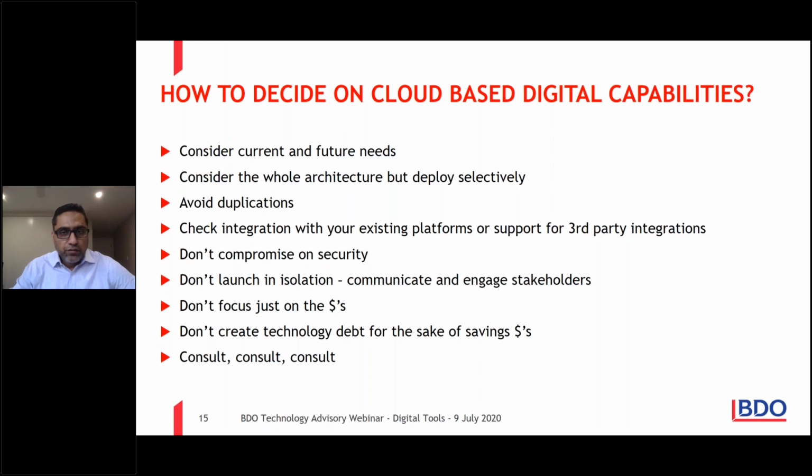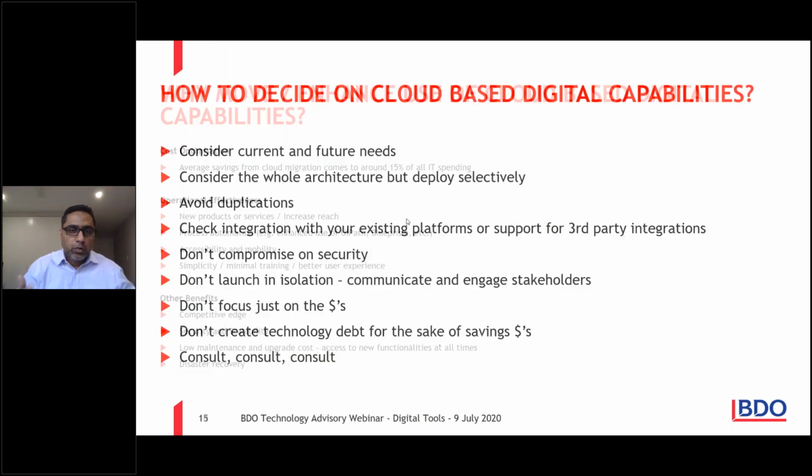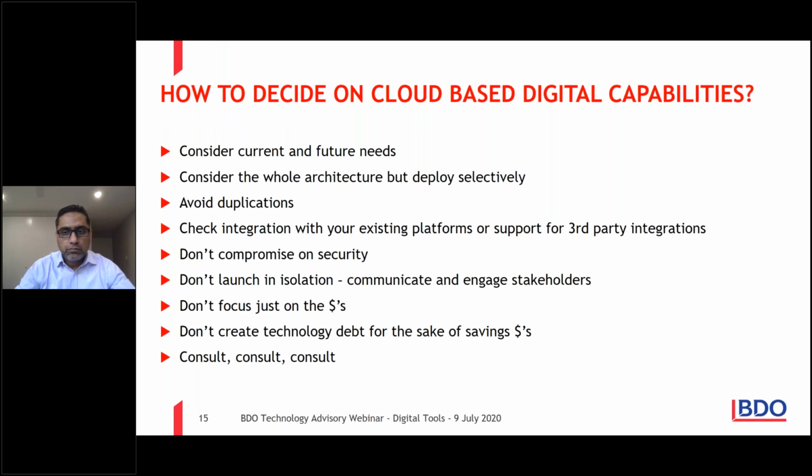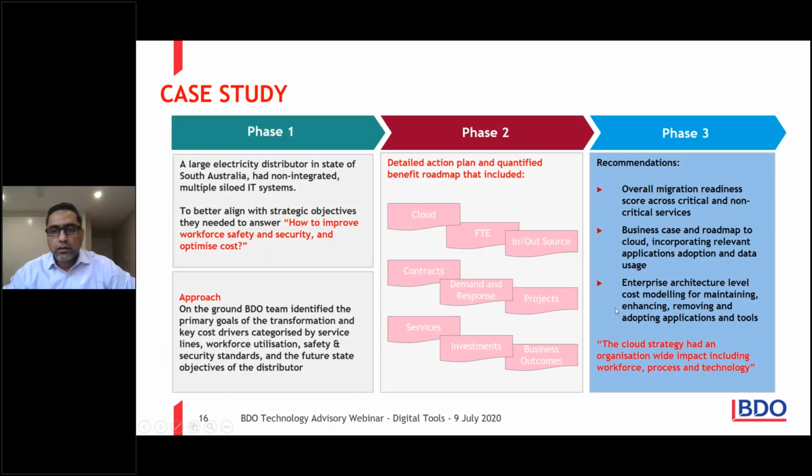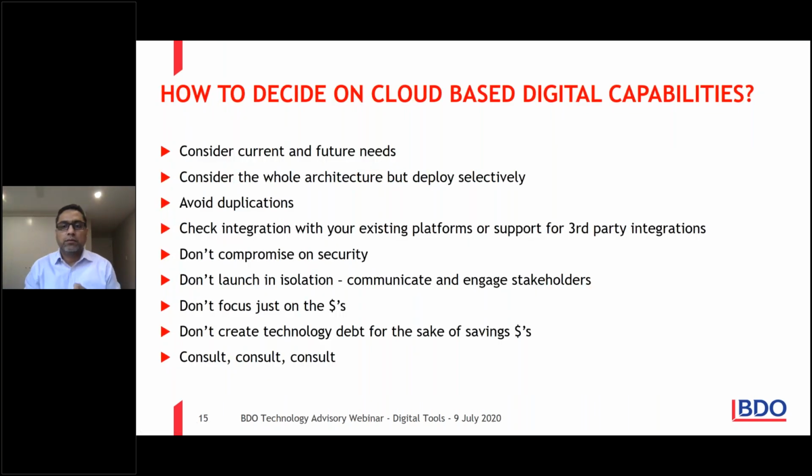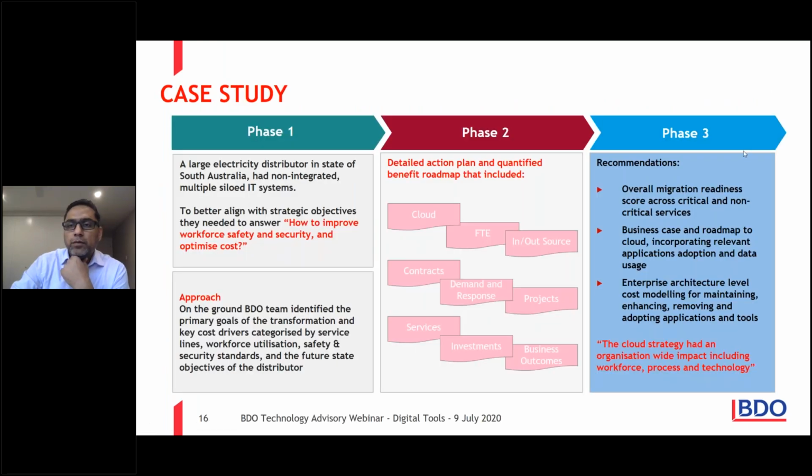So from a benefit point of view and how to go about adopting some of those digital capabilities, we did touch upon a number of different themes. So again, I'll pause for a few seconds and see if there are any questions that you might have. If there are no questions, I'll go on to the next one, which is the last page that we wanted to cover in this webinar.